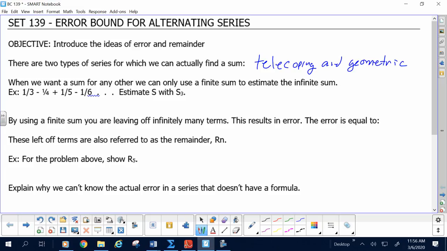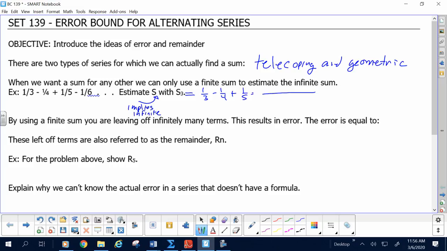So, say you had this alternating harmonic series that's chopped a little bit, and I wanted you to estimate S. Now remember, there's no subscript, so that implies the infinite sum. With S3, how will I find S3, please? The first three terms together: 1/3 minus 1/4 plus 1/5.